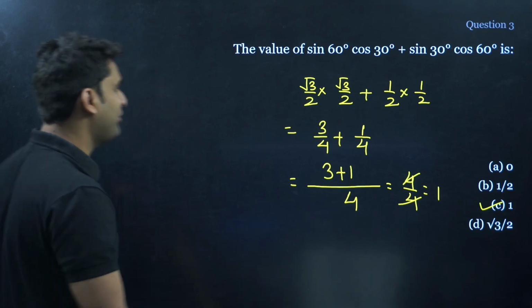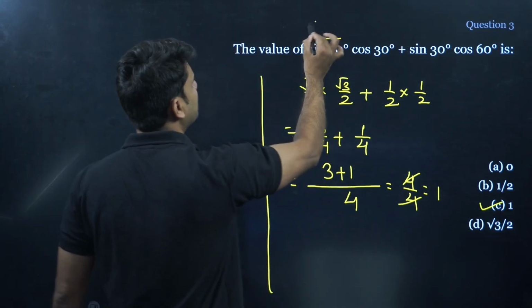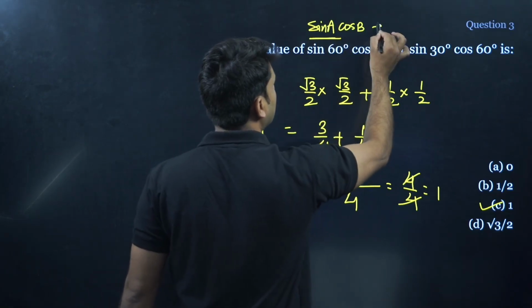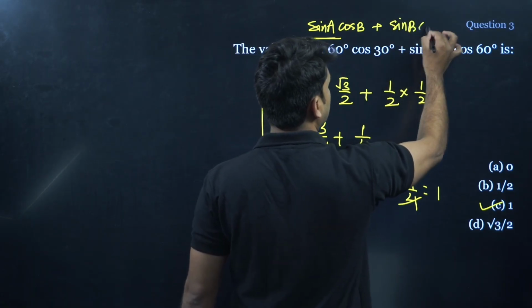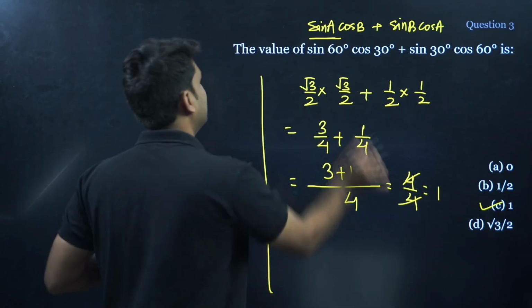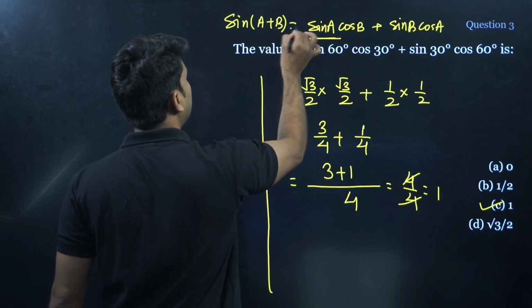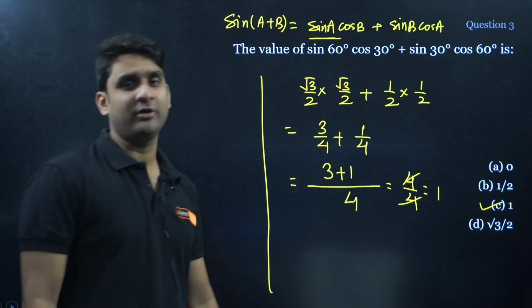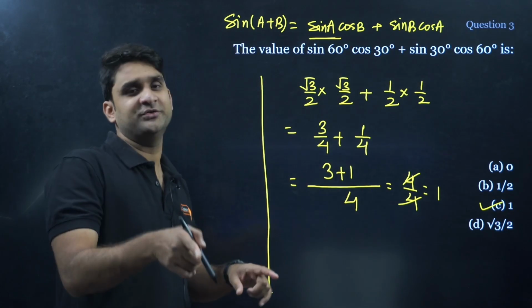And let me tell you one important piece of information here. This is basically equal to sin A cos B plus sin B cos A. This is a formula. Sin A into cos B plus cos A into sin B. And this is the formula of sin(A plus B), guys. This is not in class 10th, but let me tell you just for your information. This is an identity, a formula in trigonometry. This is the identity of sin(A plus B): sin A into cos B plus cos A into sin B.